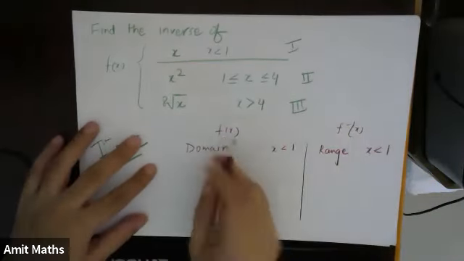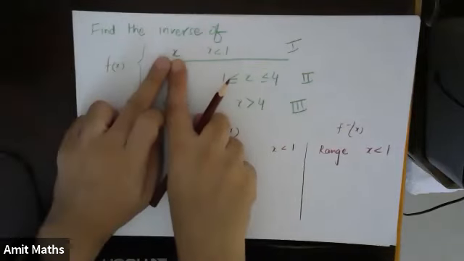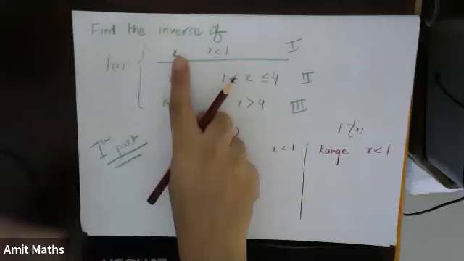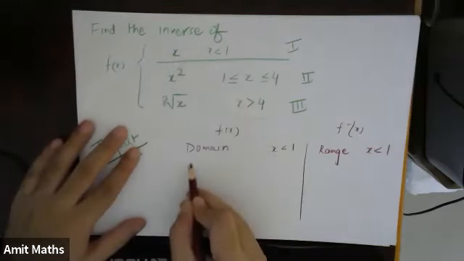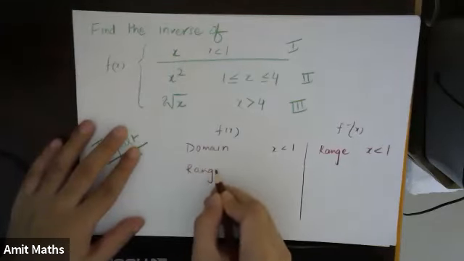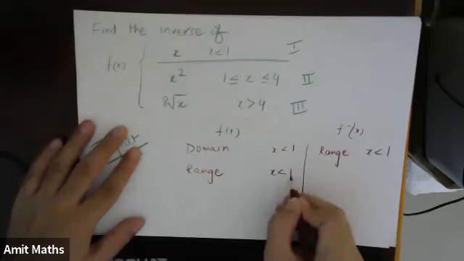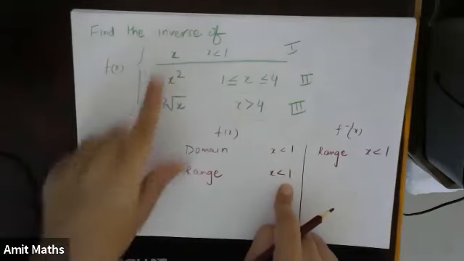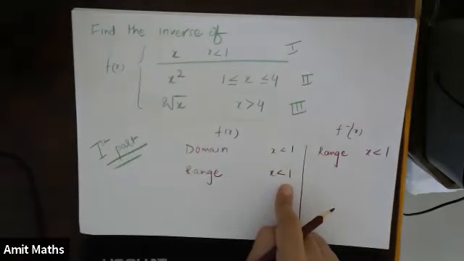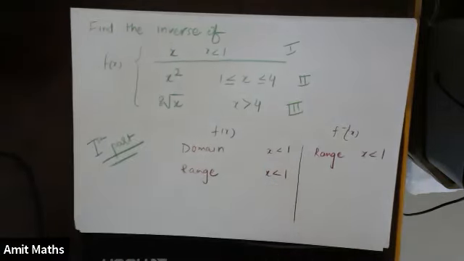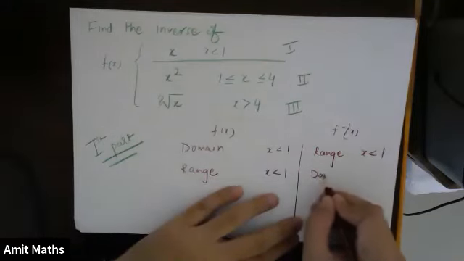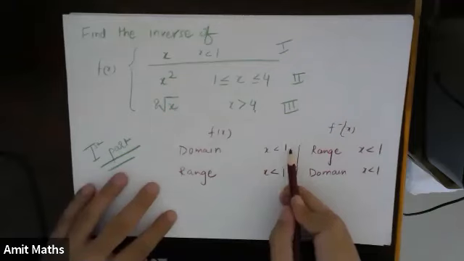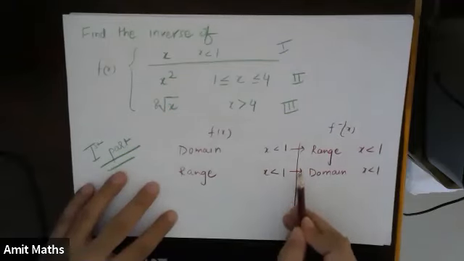Let's see for f of x, what is the range? So this is x, so the range will also be the same as the domain, because this is x. Whatever x will be, the y will be the same. So the range will also be x less than 1. Understood? Whatever values x takes, the same will be the value of y. So the domain of this one will be x less than 1. This domain becomes the range, and the range becomes the domain.